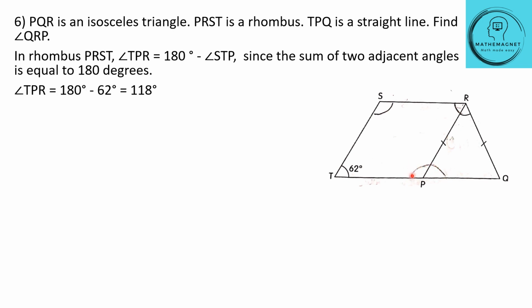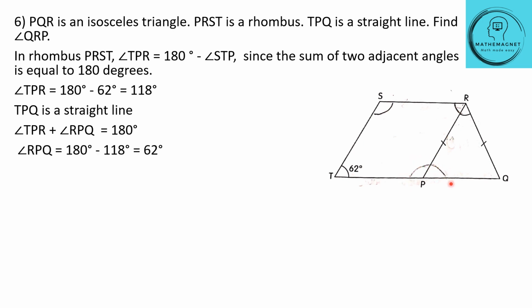Now we know this angle is 118 degrees. Now TPQ is a straight line. So TPR plus RPQ will be equal to 180 degrees. Now we know this is 118. So this will be 180 minus 118, which is equal to 62 degrees. So RPQ is 62 degrees.